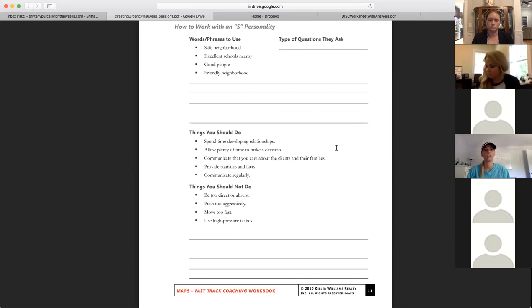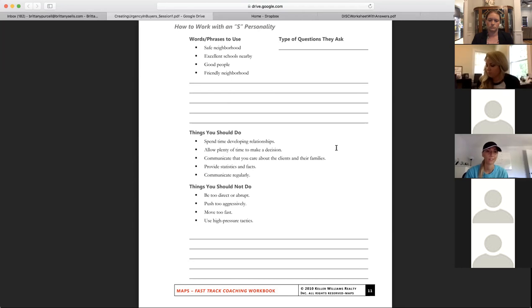Things you should not do, being too direct or abrupt. So if you are an I, toning that down a little bit, making sure you're not interrupting the conversation as they're trying to speak and speak their mind. Push too hard. Sometimes when we are in those multiple offer situations, it's our tendency to push really hard and give them that urgency, but sometimes you can push a little too hard and then they're just not going to do it. So finding that fine line between pushing and not too aggressively.